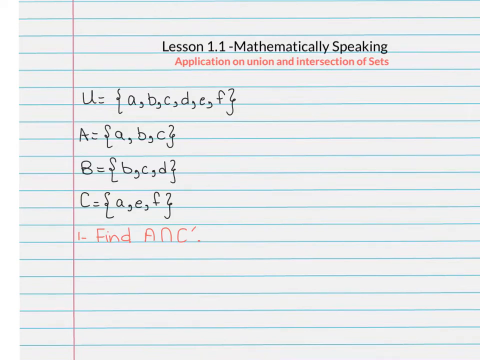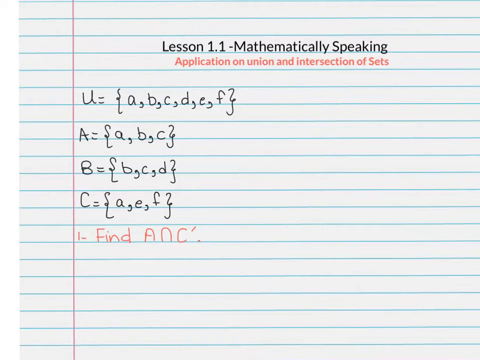Today's lesson is a continuation of last time's session, which was about finding the union and intersection of two sets or more. Today we will apply the intersection and union again, but this time we're going to include complement sets with them. For example, here we are given the universal set A, B, C, D, E, F, and three other subsets. We are asked to find the intersection between set A and the complement of set C, C prime.